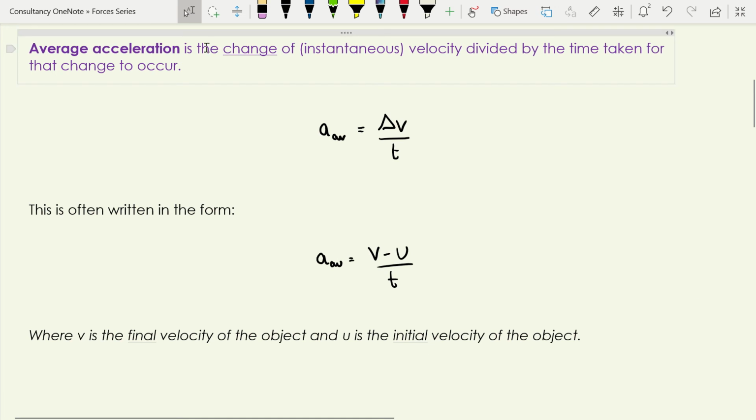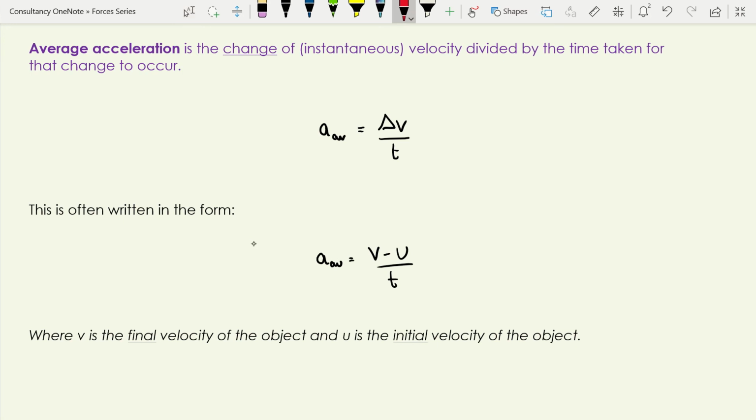So average acceleration is the change of instantaneous velocity divided by the time taken for that change to occur. You'll see I've expressed this in equation form. If you see this delta symbol when we're working through physics, that means we're going to be talking about a change. That's the symbol that we use there.